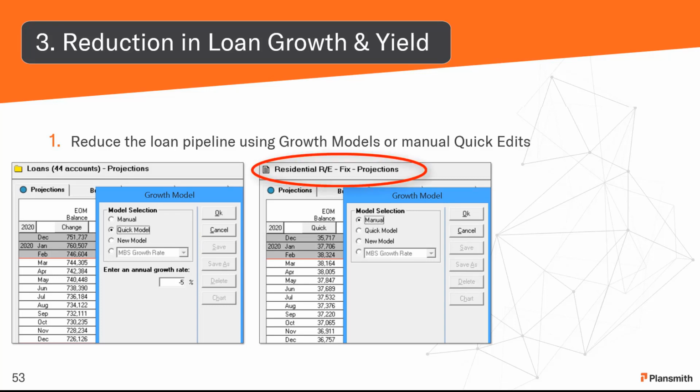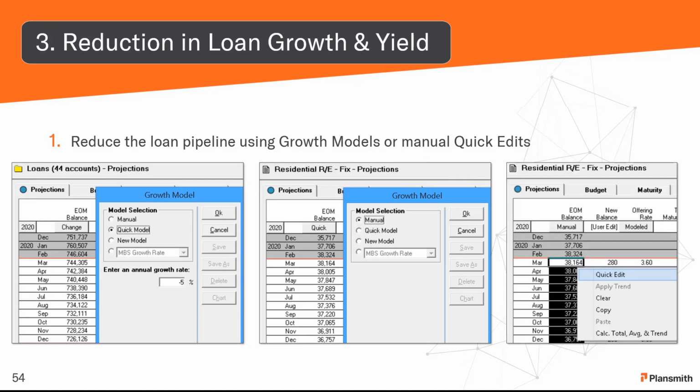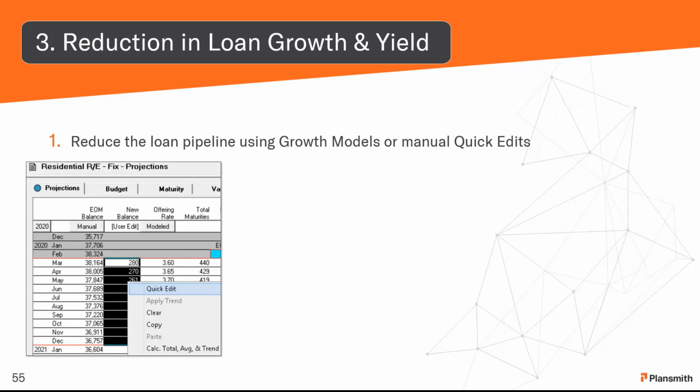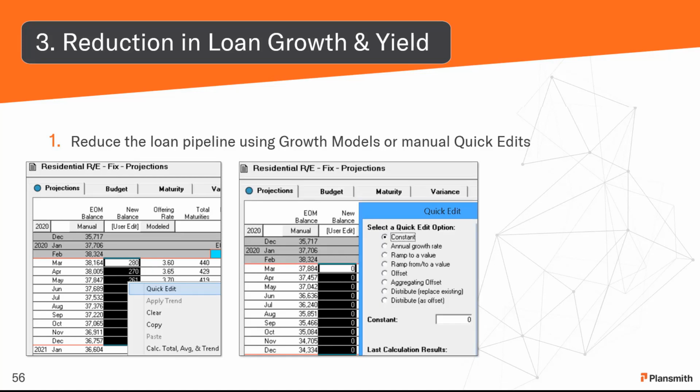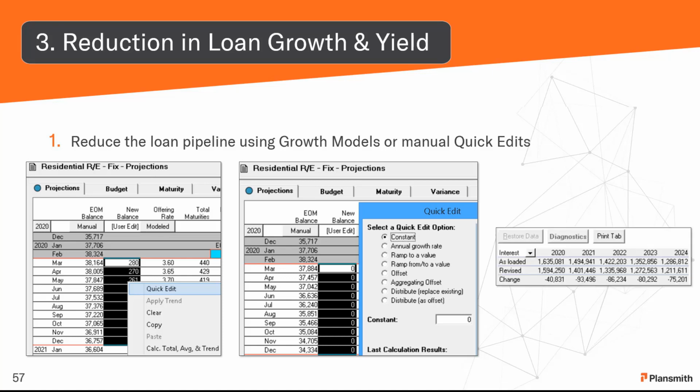From here, you can use the Quick Edit functions to affect a specific period balance in either the end of month or the new balance columns. To model the runoff with no reinvestment of new balances, simply zero out the volumes in the new balance column, which will adjust the EOM forecast. Again, you'll get immediate feedback on the impact of interest income at the bottom of the account projection screen.